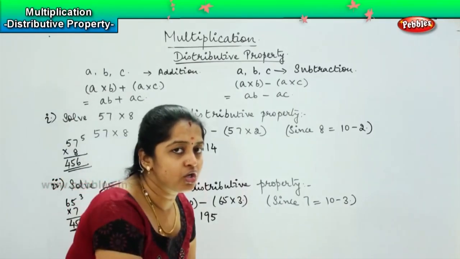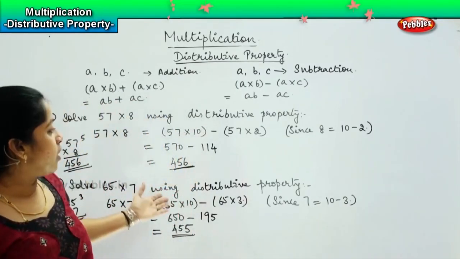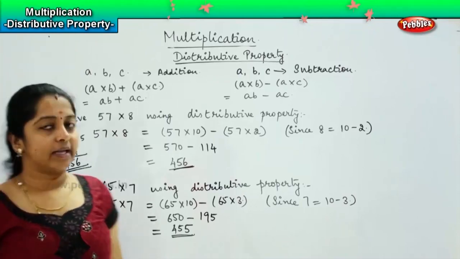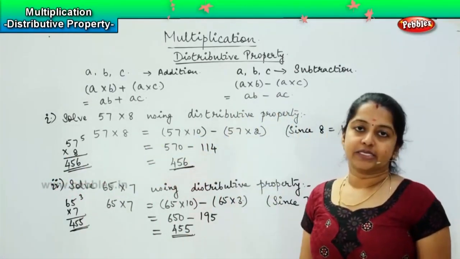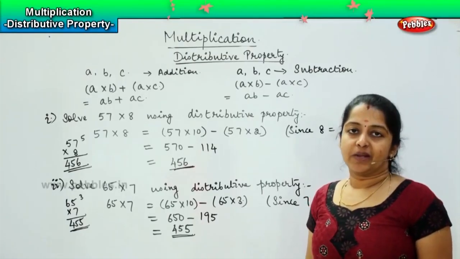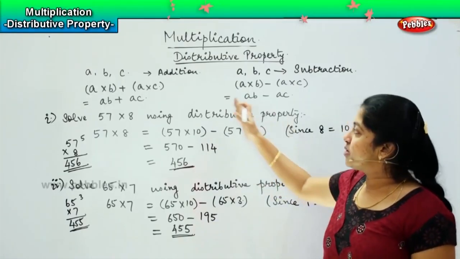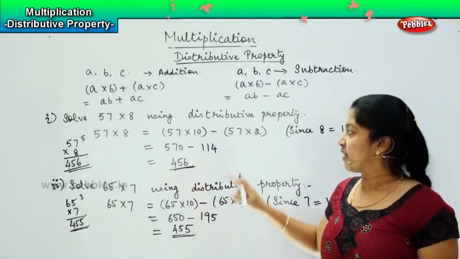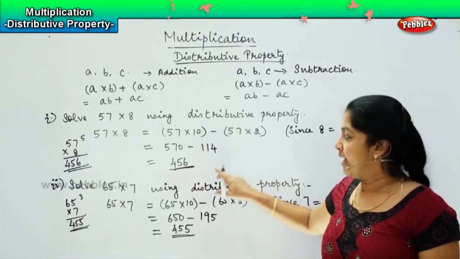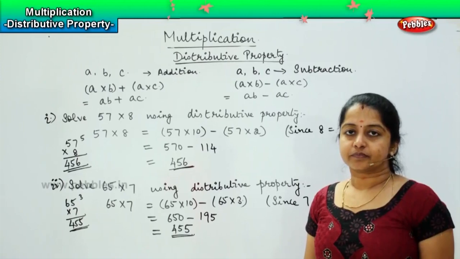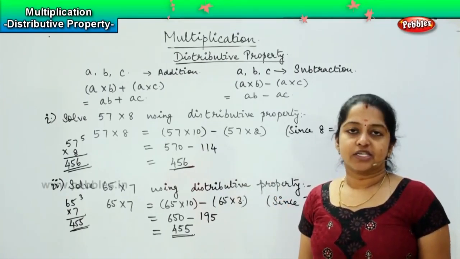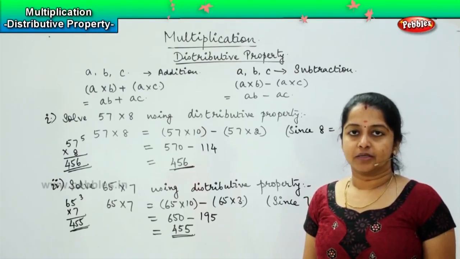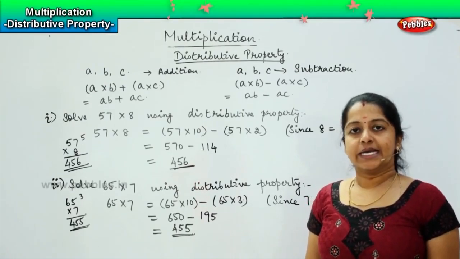Okay. So you may ask me, why should we solve this way when I can multiply directly? The reason is because whenever you find a large sum like this, you may tend not to remember the multiplication. But if you break it using the distributive property, it becomes easier for you to solve and get your desired result. Okay. So this is how we will be solving the sums using the distributive property. Clear? So now we will be going to the next step.